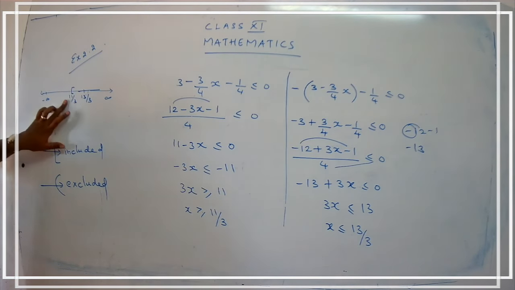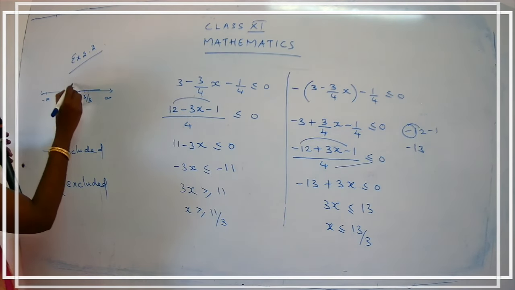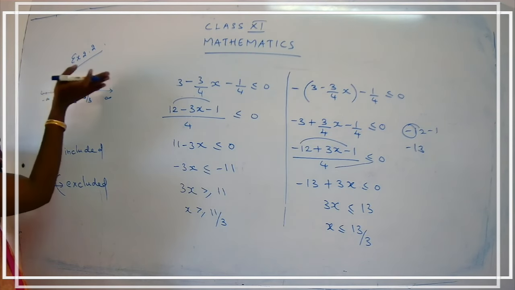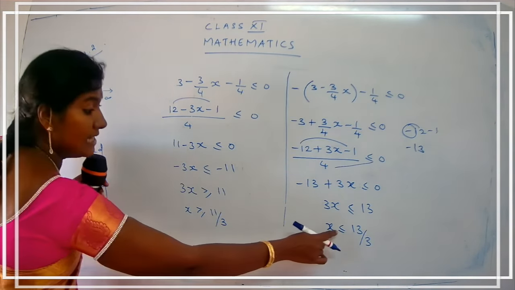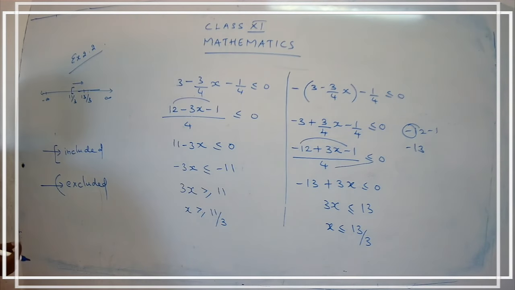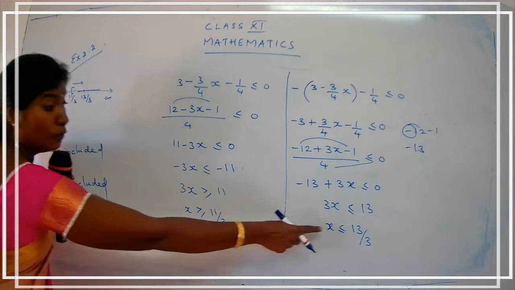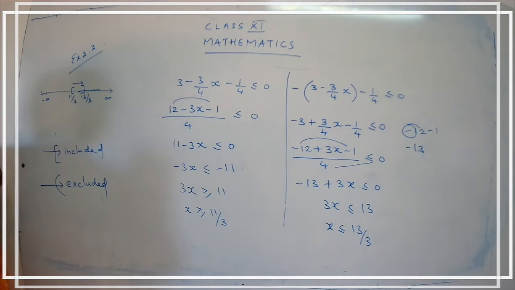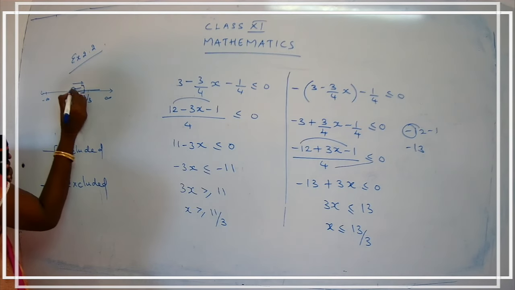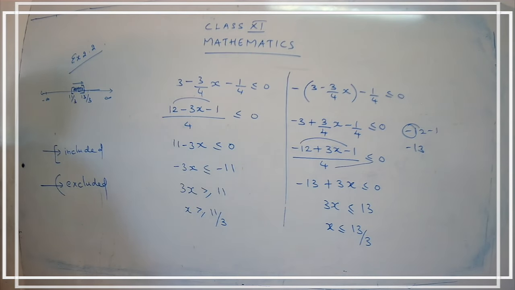Okay, so I am just including 11 by 3. X is greater than 11 by 3, that means it is going to lie to the right side. Greater means go to the right side. X is less than or equal to 13 by 3. Less than or equal to means which side? Left side. Equal to, so we have to consider 13 by 3. So this is the value, so this is the area, 11 by 3 and 13 by 3.